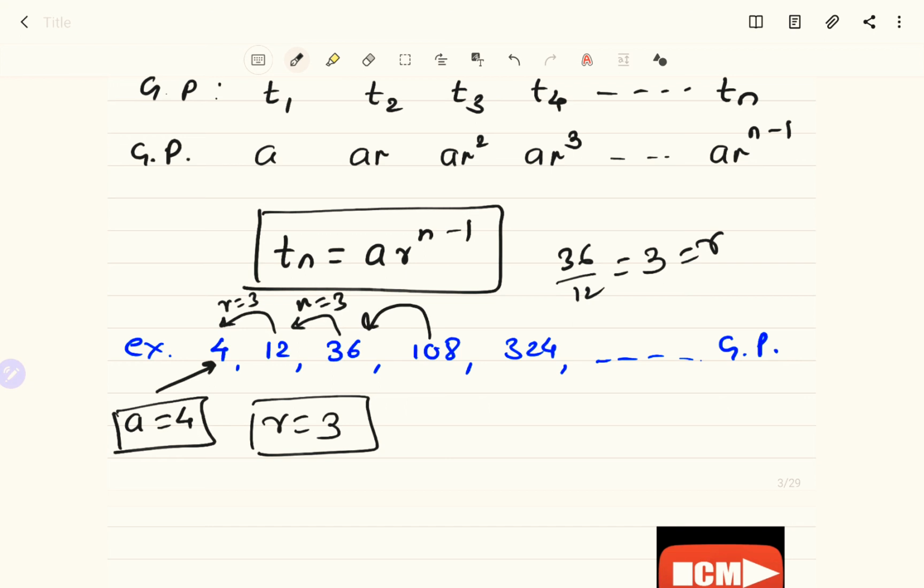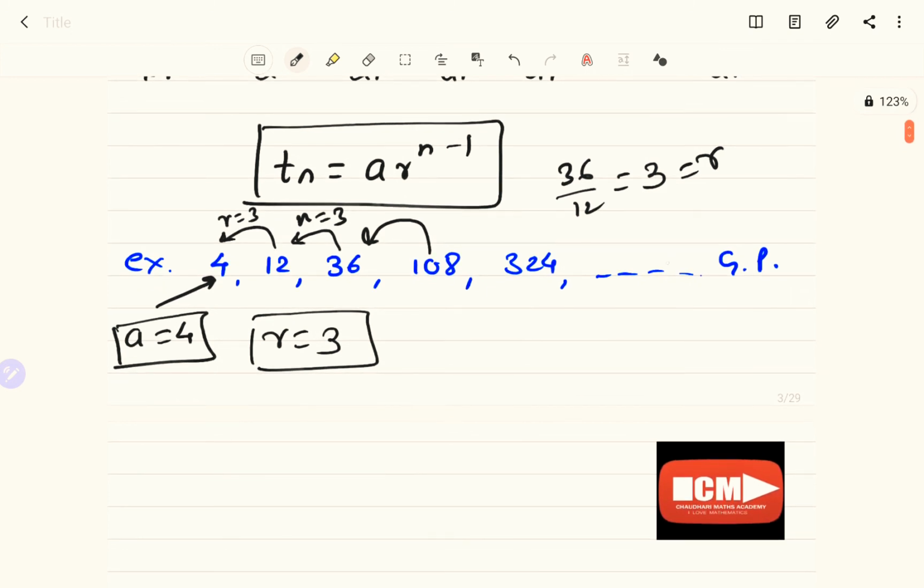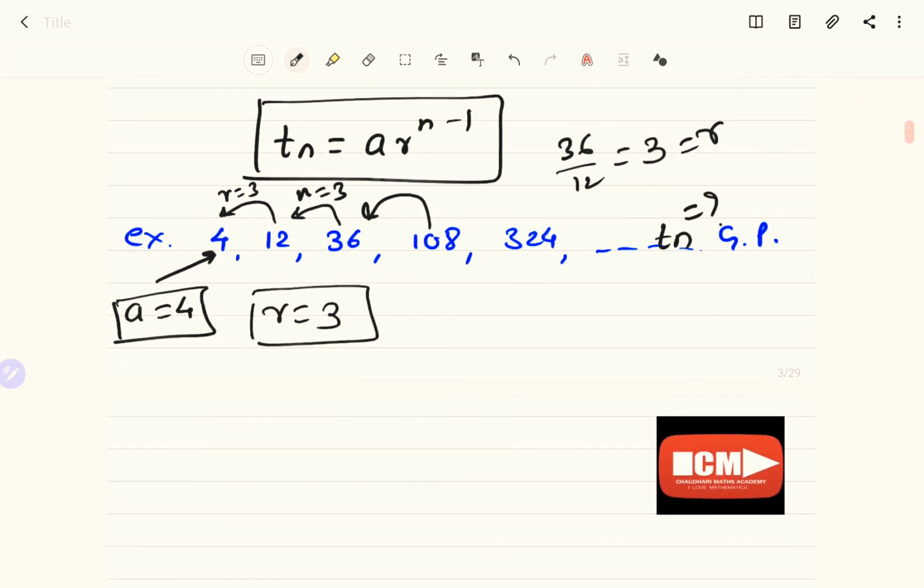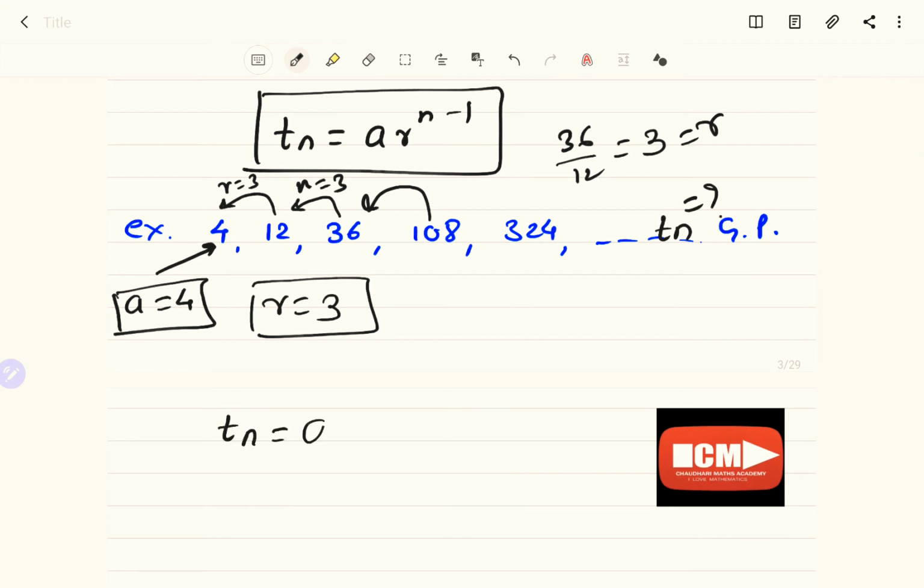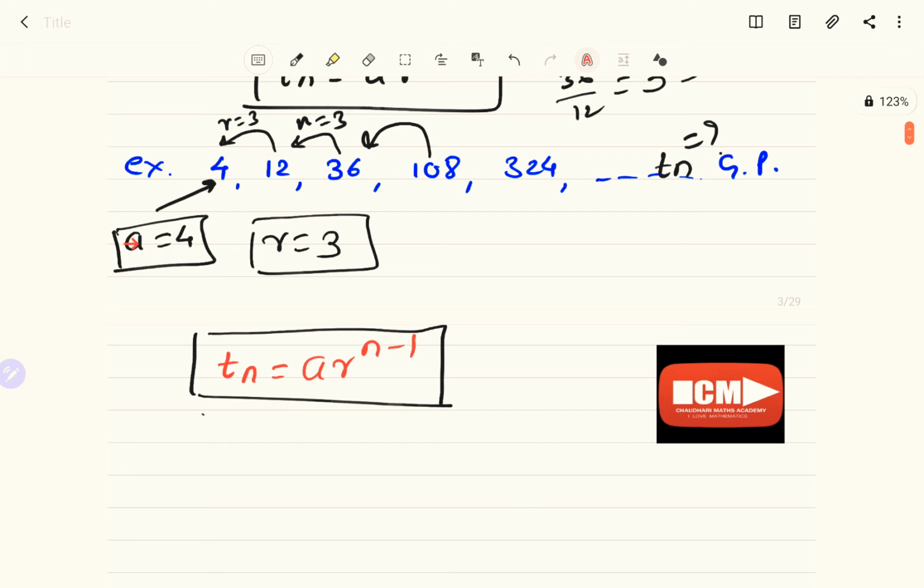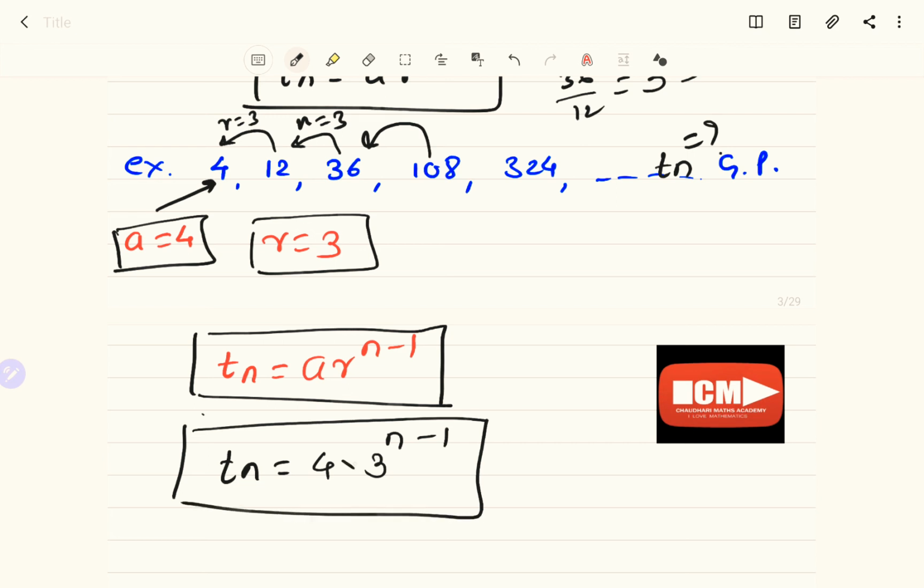Take the ratio of any two successive terms and you will get the value of R. Now we want to identify the nth term of this geometric progression, and the formula for the nth term is AR raised to n minus 1. This is the formula that you have to remember: Tn is equal to AR raised to n minus 1. Substituting A equal to 4 and R equal to 3, Tn becomes 4 into 3 raised to n minus 1. This is the formula for the nth term representing this example.